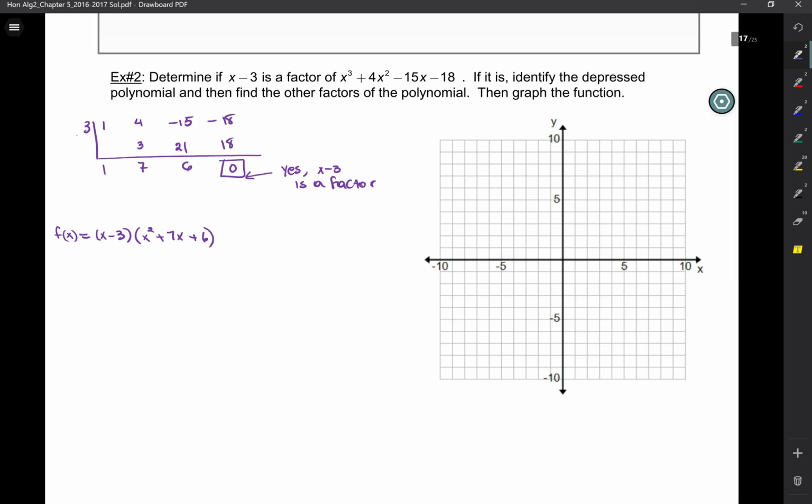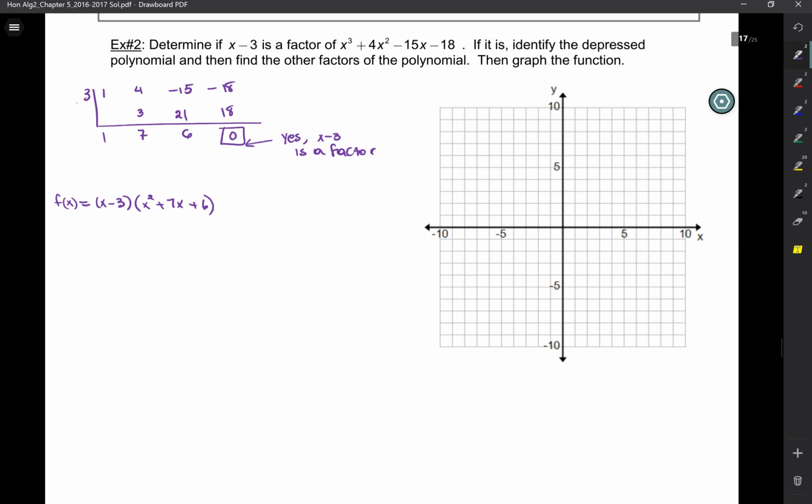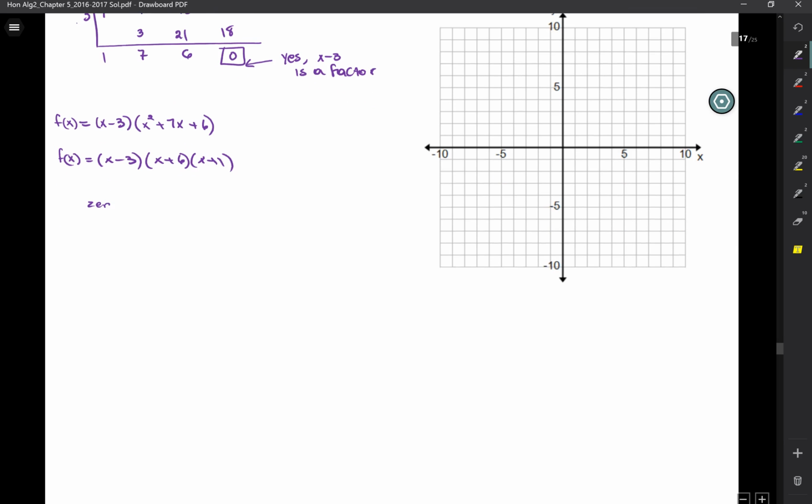I just factored it. Could you have factored that polynomial without any of this? No, but look at this. Now we can factor. Can we factor this further? Right, this is x plus 6, x plus 1. So what are the zeros? x equals 3, negative 6, and negative 1. So at x equals 3, at x equals negative 1, and at x equals negative 6, there is a 0.